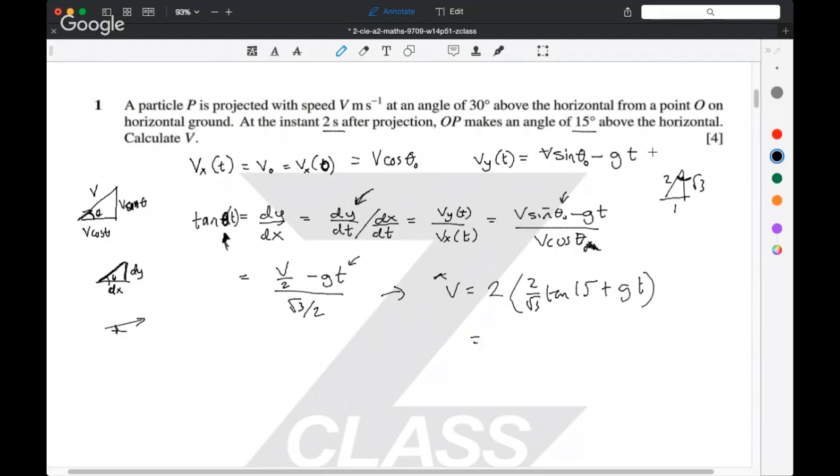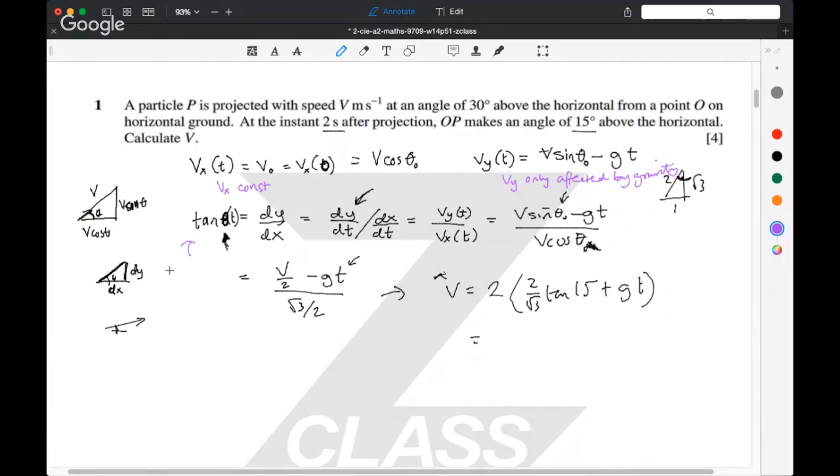So what did we do? Even though my notation was a bit bad at the beginning, I apologize for that. We recognized that Vx is constant because there is no force acting in the x direction. Therefore, there cannot be any acceleration in the x direction, which obviously means that Vx is constant. And Vy is only affected by gravity.